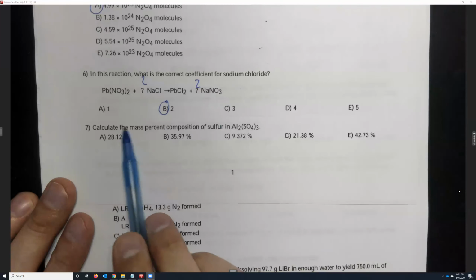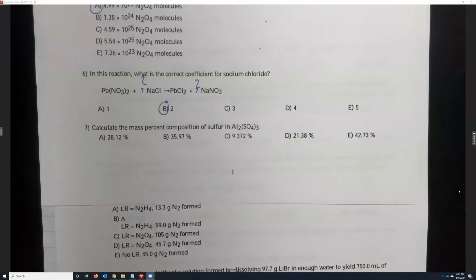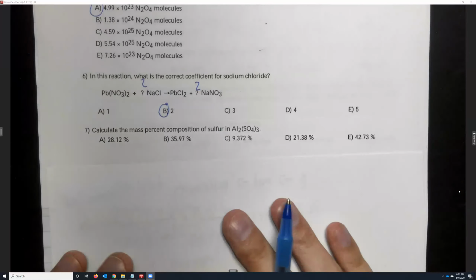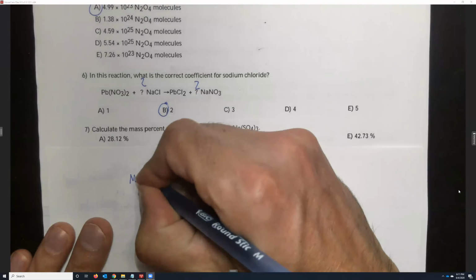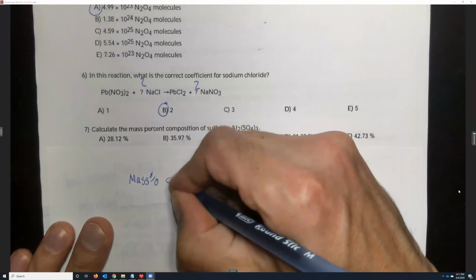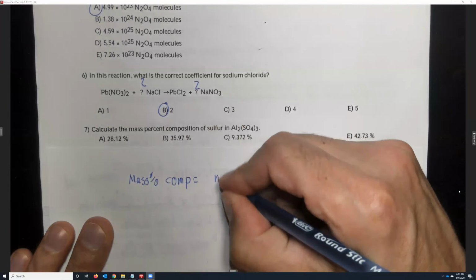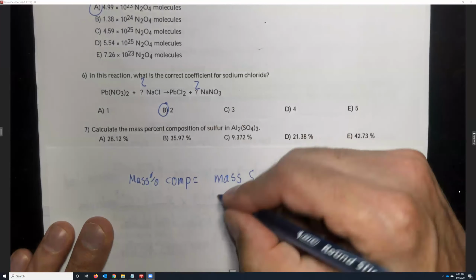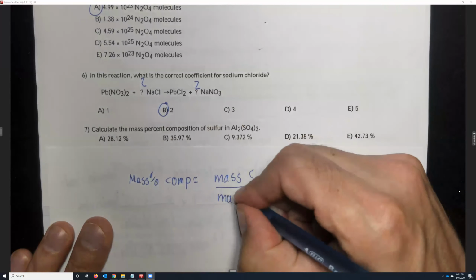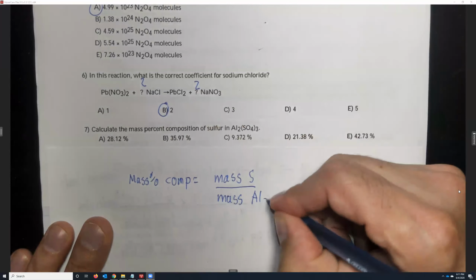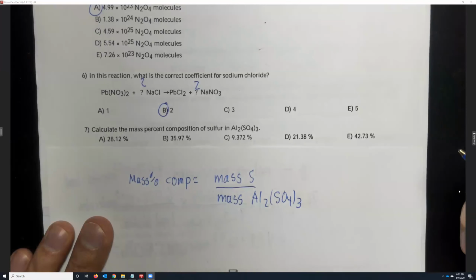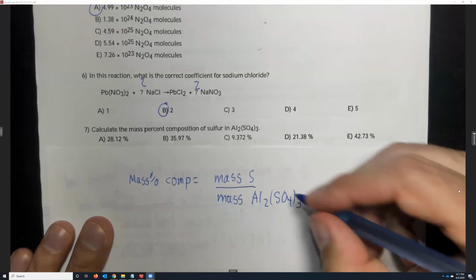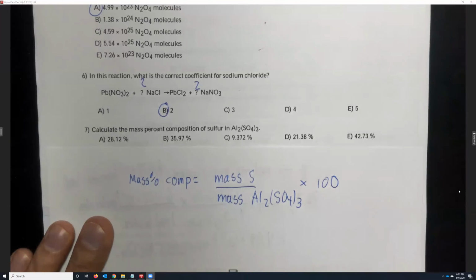Number 7 says, calculate the mass percent composition of sulfur in aluminum sulfate. So in order to do this, the mass percent composition is the part divided by the whole. So the mass percent is equal to the mass of S divided by the mass of Al2(SO4)3. Okay, so this is basically what we need. And then because it's a percentage, we need to multiply it by 100.